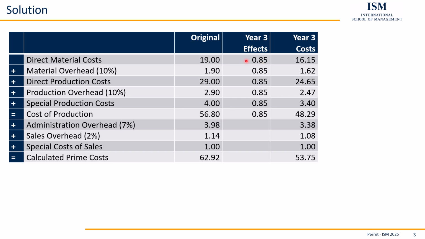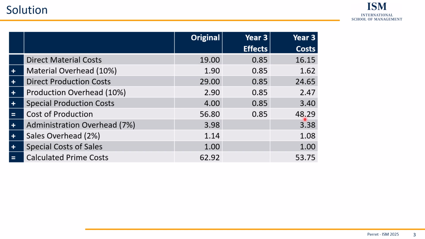So all the production costs, all the costs up here, are multiplied with this factor of 0.85, giving me these new costs of production. Of course, I could just calculate 19 times 0.85, get this value, and calculate 10% of this, as with the material overheads. But to make our lives easier, we can simply say this factor applies to everything relating to production, so all of these can be multiplied with 0.85, giving us here the new reduced costs of production.